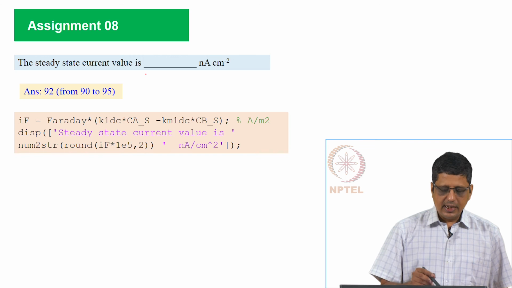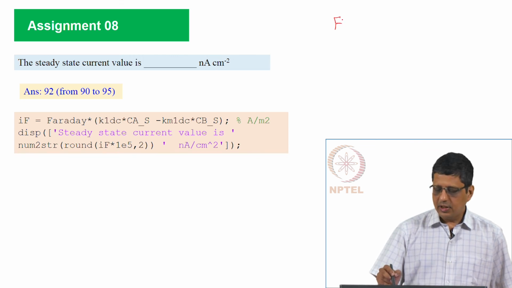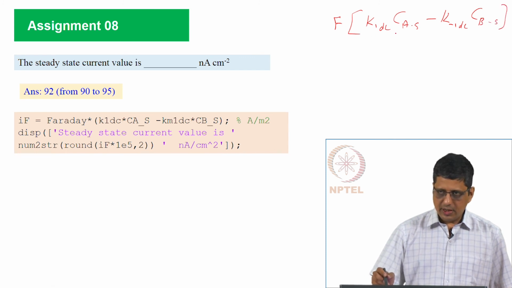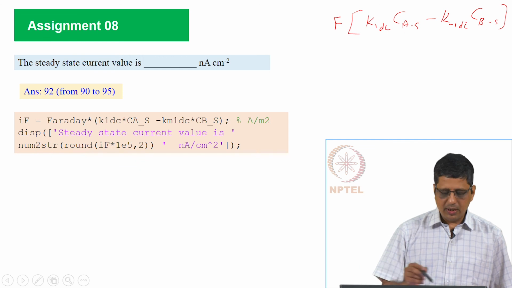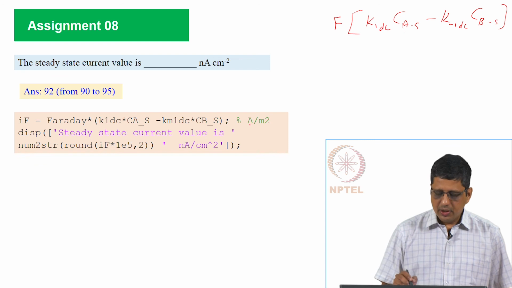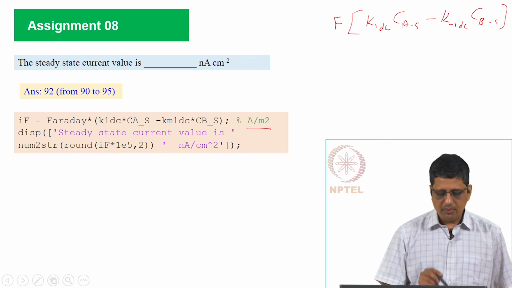And the steady state current value is given by F times K1 dC Ca on the surface minus K minus 1 dC Cb on the surface. Now, we know the K1 dC value, we know the K minus 1 dC value. We have calculated concentration of A and B on the surface. Substitute in this formula, and you will get the Faraday current in amps per meter square. You can convert that to nano amps per centimeter square by multiplying the value by 1/5.